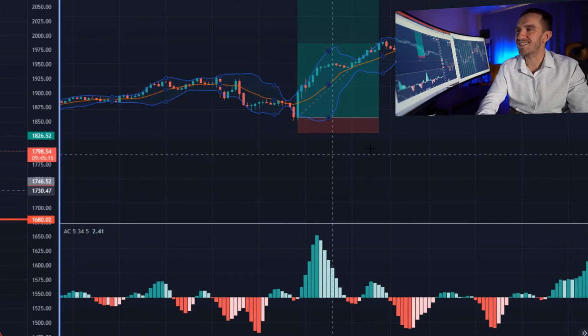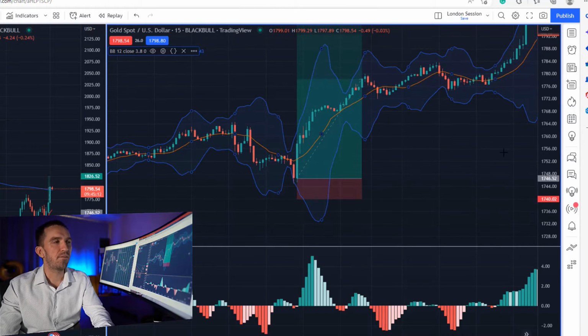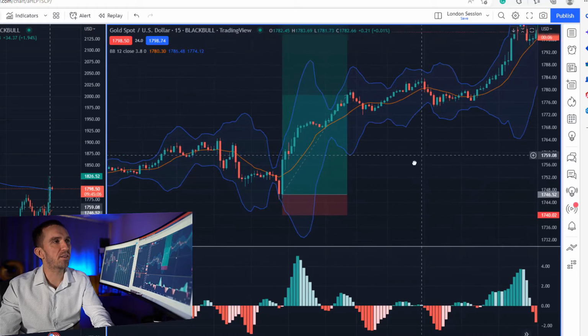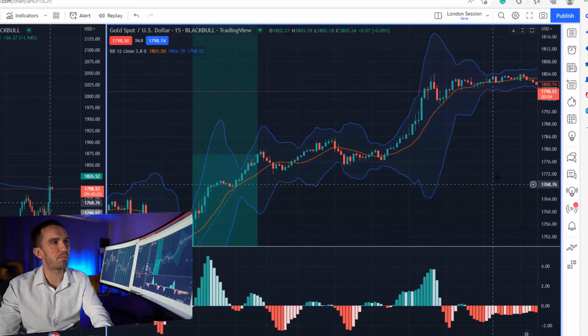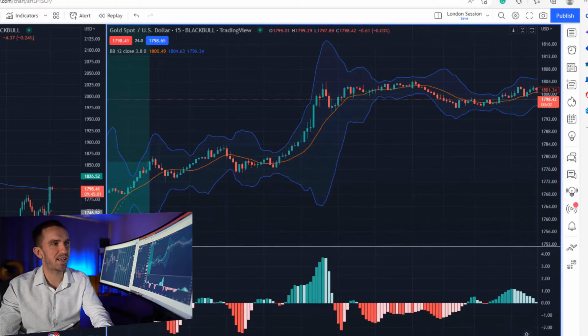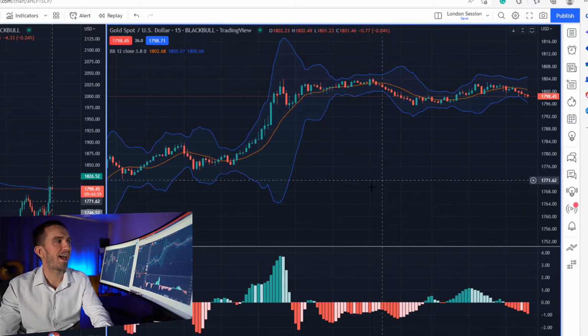Now we should exit a long trade whenever we see a bar that opens above the upper band. And with that current example, we don't have one.